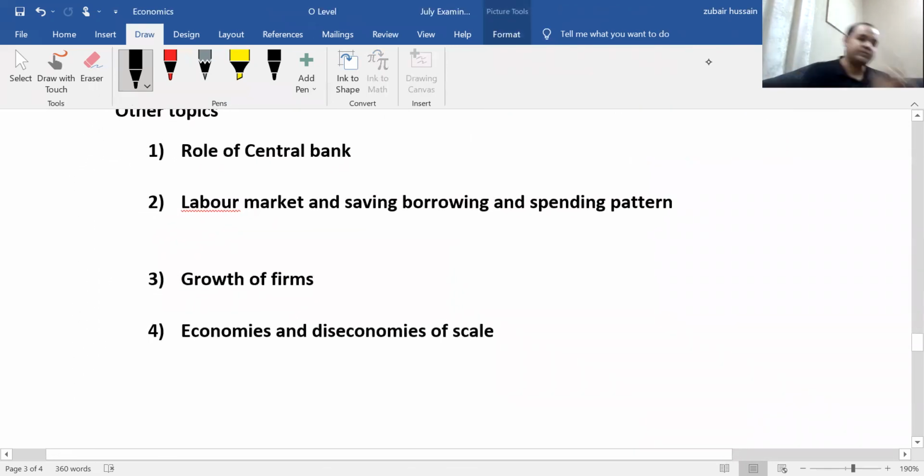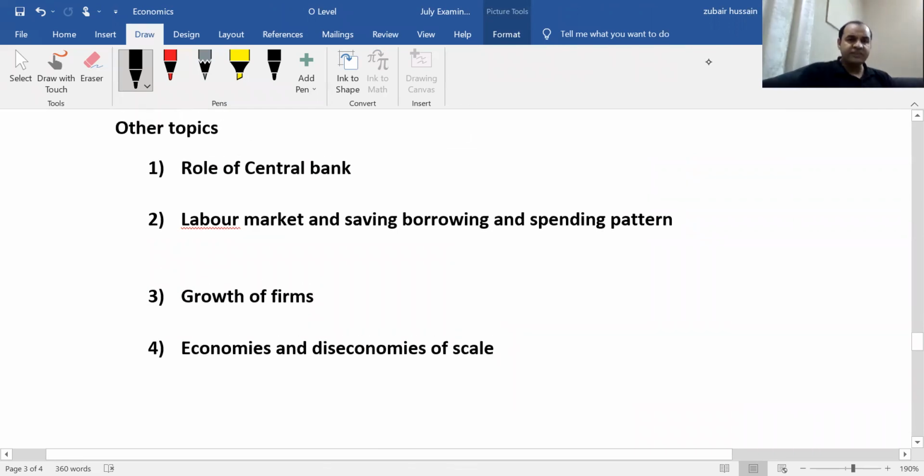Other topics, students: the role of the central bank. The next one is the labor market and saving, borrowing and spending patterns. In the labor market, students, you have to focus on trade unions, the minimum wage rate, and occupation. In saving, borrowing and spending patterns, you have to focus on the factors that contribute to increases in saving, borrowing, and spending patterns.